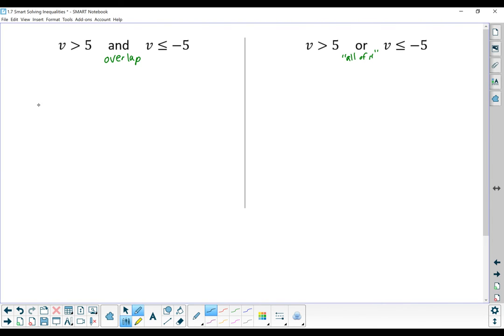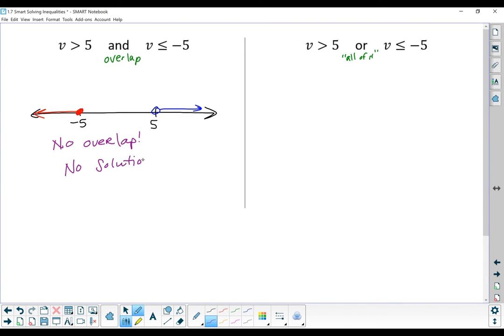All right, so if we think about a number line here, our first inequality says that v is greater than 5. So that would be this. And our second inequality says that v is less than or equal to negative 5. And so that would be this. So if we're looking for an overlap, there is no overlap. There's no part of this graph that fulfills both of those conditions. So that means there is no solution. And the way that you're going to report no solution is with this symbol that means the empty set. There is no solution.